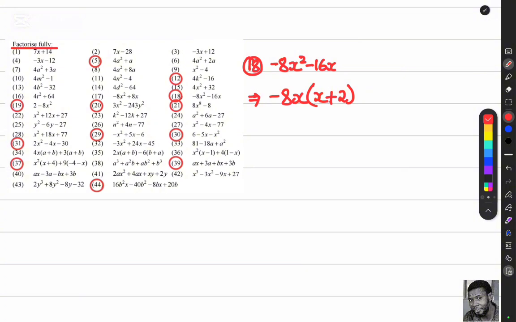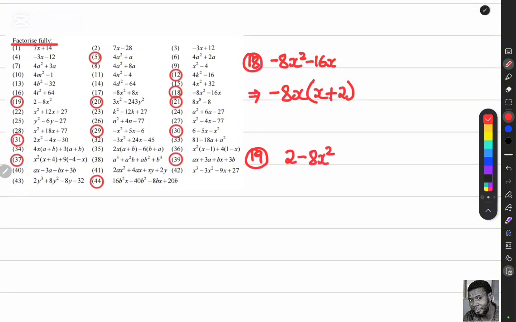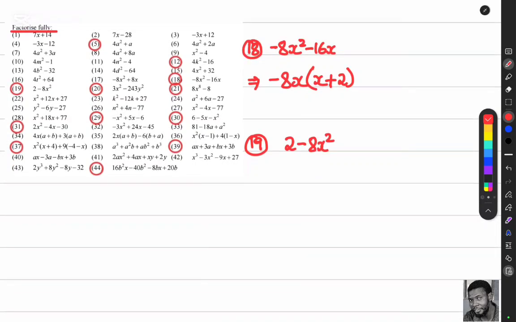Let's look at number 19. Number 19, we've got 2 minus 8x squared. With this one, we'll have to factor out the 2 first. That's the highest common factor of 2 and 8. The highest common factor will be 2. Then you take each term and divide by that 2. This will be 1 minus 4x squared.